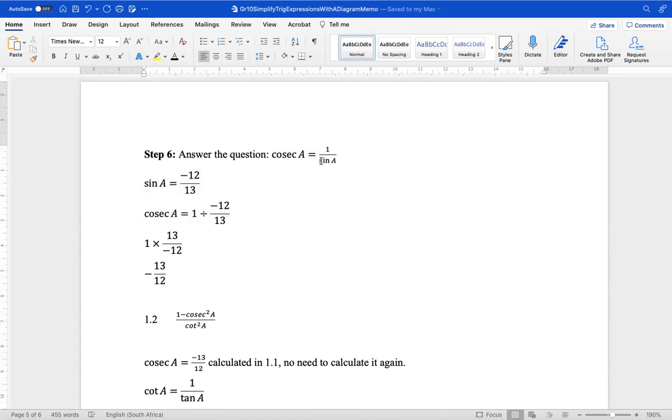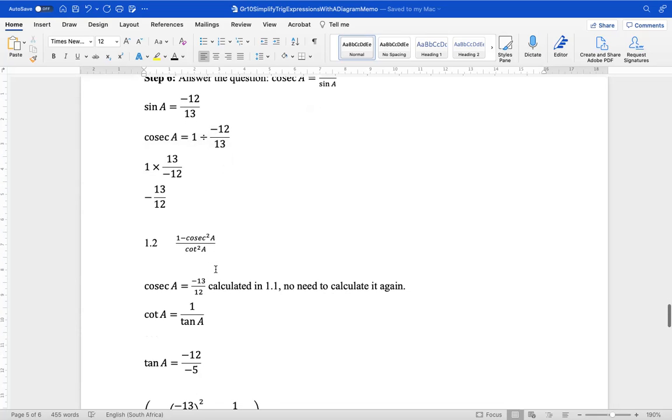Cosec, remember now this is a division sign, a fraction. We're saying 1 divided by sine A. And then we tip and times the second fraction. It will be times 13 over negative 12. Simplify it: 1 times 13 is 13, 1 times 12 is 12. So 1 times a fraction is the fraction itself. Negative 13 over 12. Okay, and then you're done.